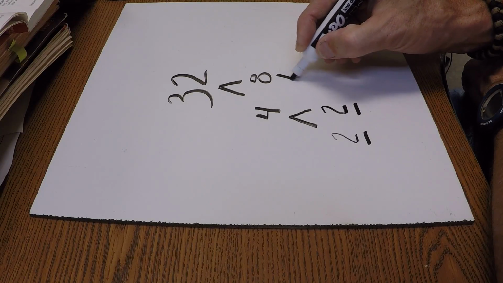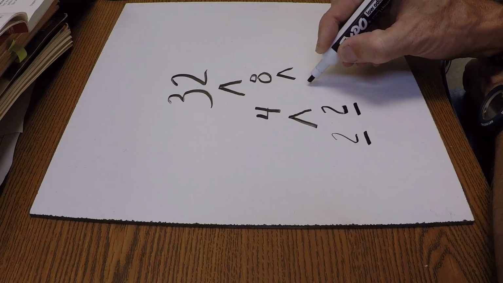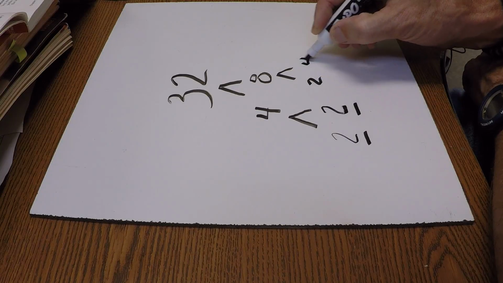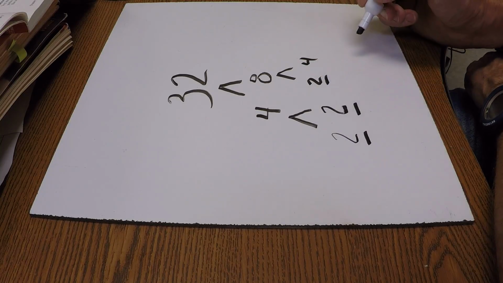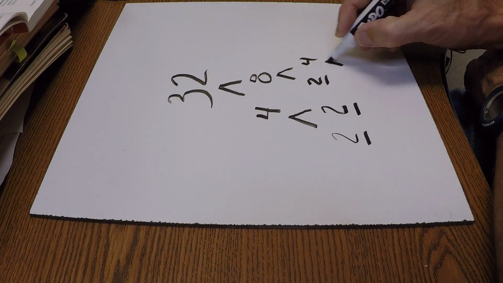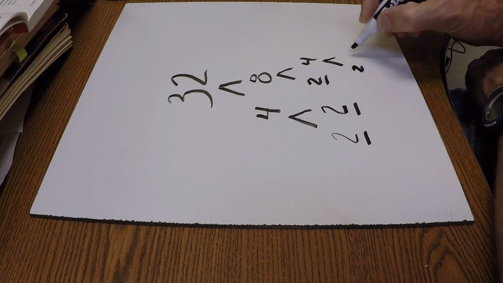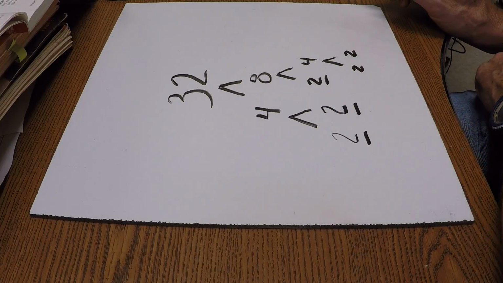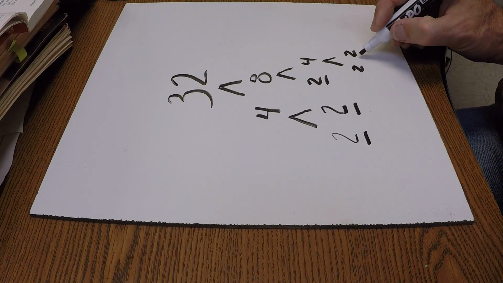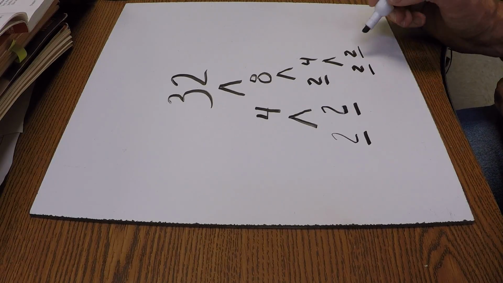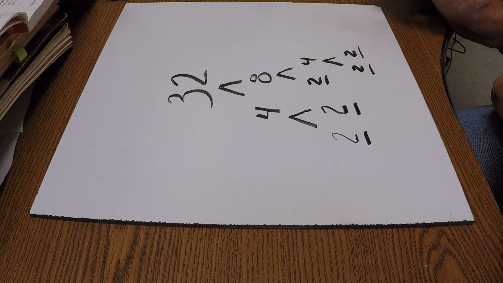Now, the 8, I'm going to use 2 times 4. That 2 is prime. I'm finished with it. The 4 is going to go 2 times 2. So I basically end up with a bunch of 2's. 1, 2, 3, 4, 5 2's.